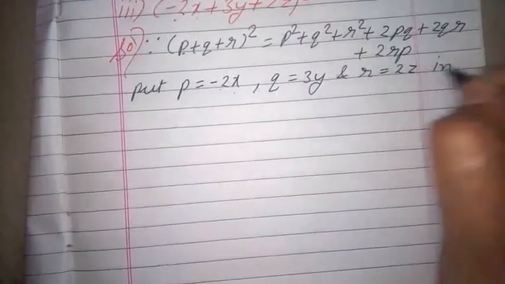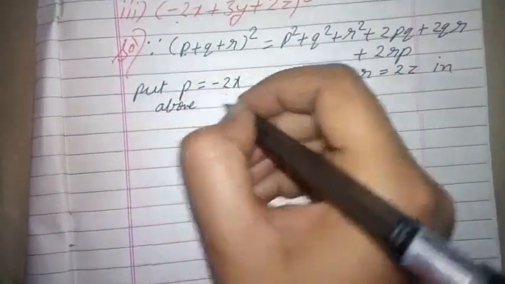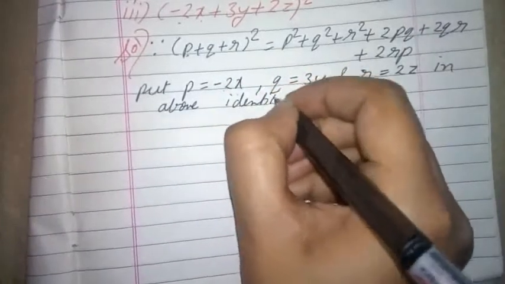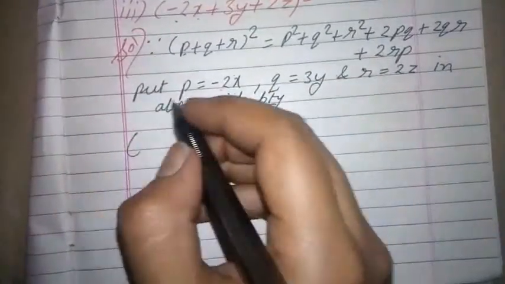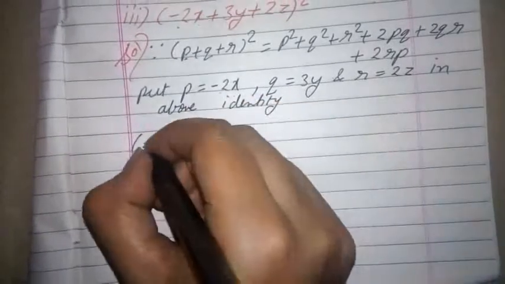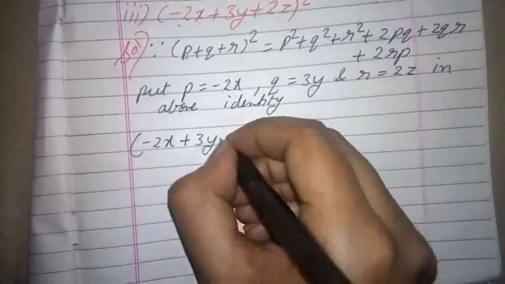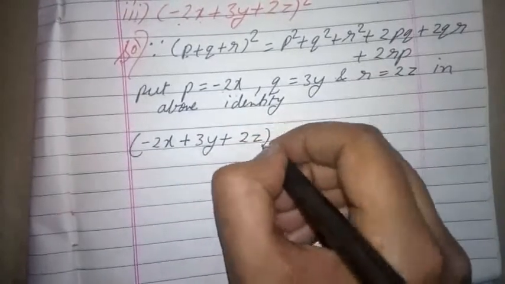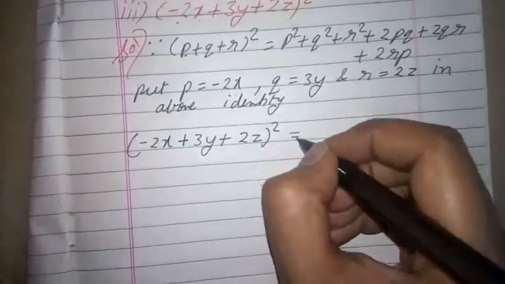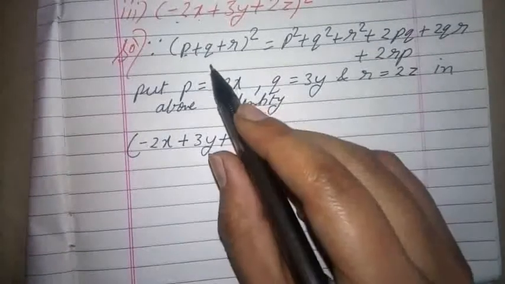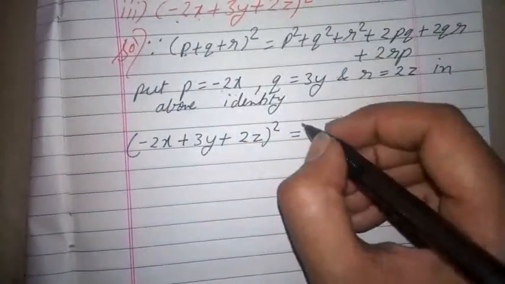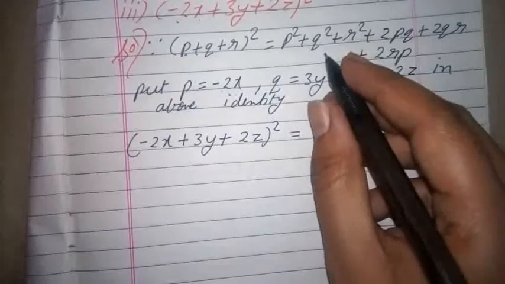In above identity. Okay, so put the values of PQR, where P equal minus 2x, Q equal 3y and R equal 2z, their whole square. We put the values of PQR in the left side of the identity. Now we have to put the value of PQR in the right side of the identity.